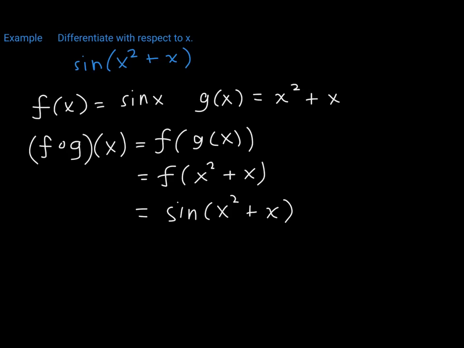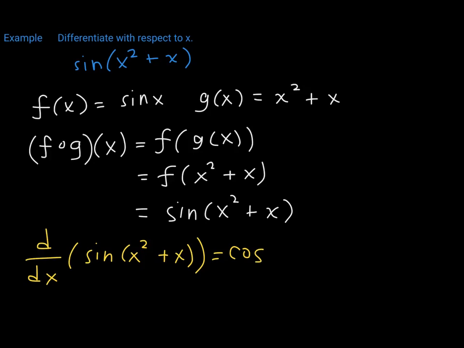All right, so here we go. The derivative with respect to x of sine of x squared plus x is equal to the derivative of the outer function, that's cosine of x. But be careful, it's cosine of your inner function, right? This is the derivative of your outer function evaluated at your inner function times the derivative of the inner function. And the derivative of this inner function is 2x plus 1.